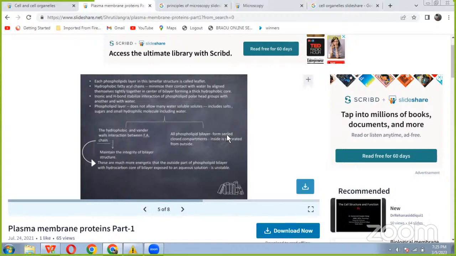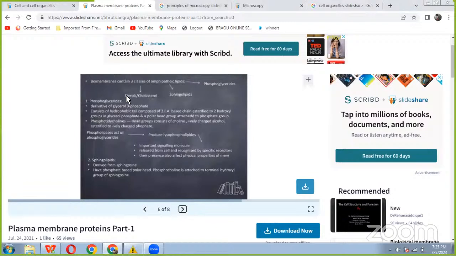Next one, all phospholipid bilayers form sealed, closed compartments, with the inside separated from the outside. This maintains the integrity of the bilayer structure. These are much more integral than the outside part of the phospholipid bilayer. The hydrocarbon core of the bilayer exposed to the aqueous solution is unstable.